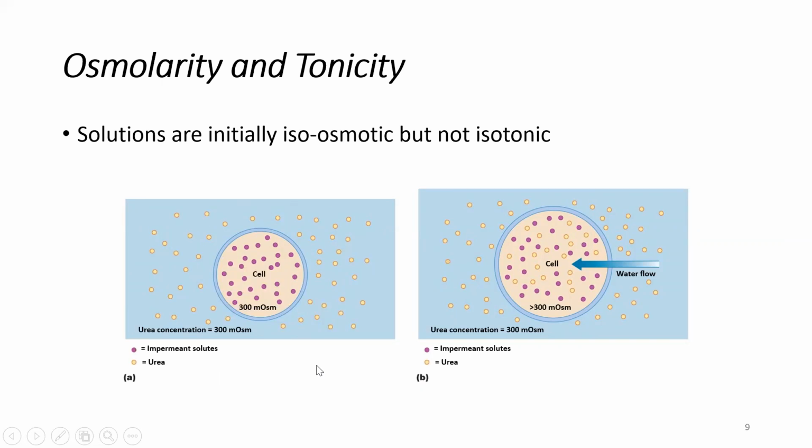But if you look a little bit closer at the actual solutes, the outside compartment has urea. The inside compartment has a solute that cannot cross this membrane. Urea can cross the membrane. The solute in purple, we're calling it an impermeant solute, meaning that it cannot go across the membrane, or that the membrane is impermeable to that solute in purple.